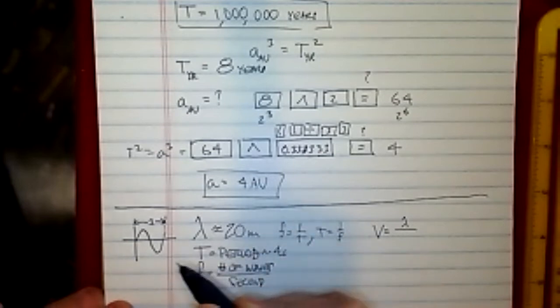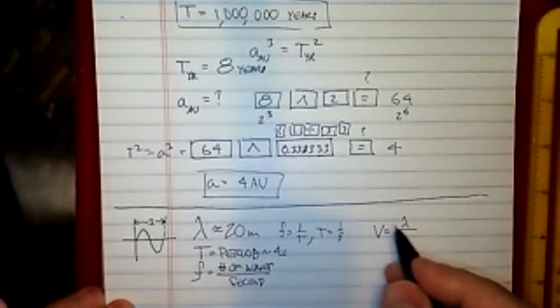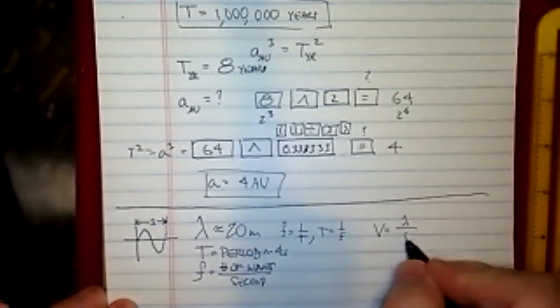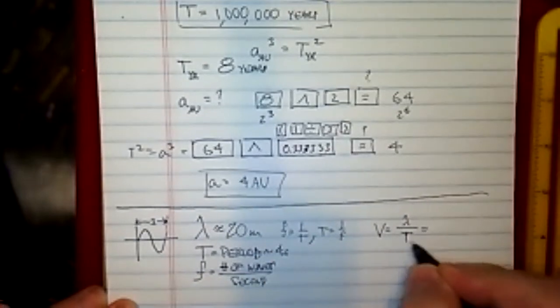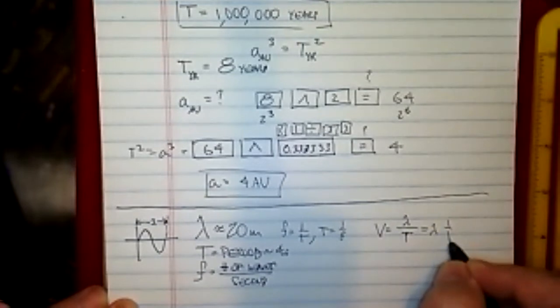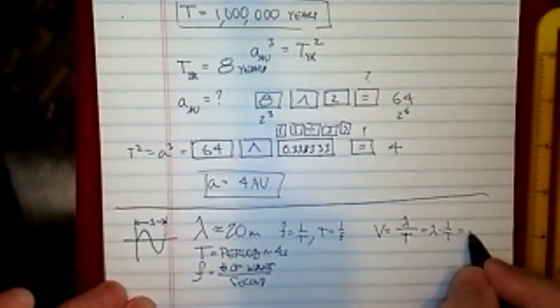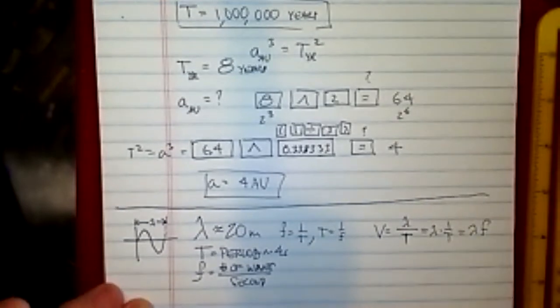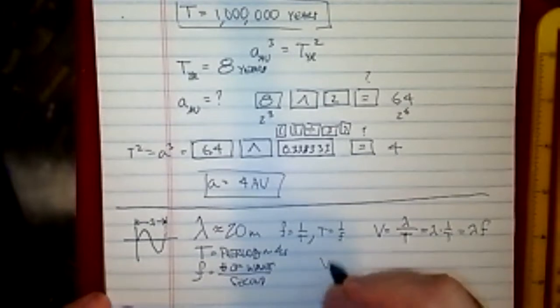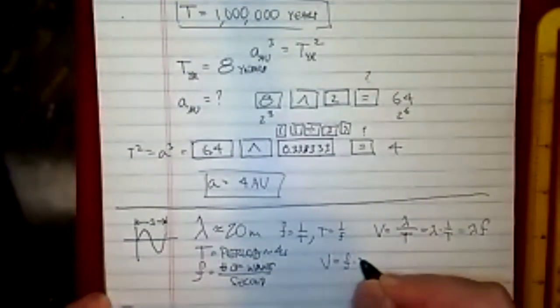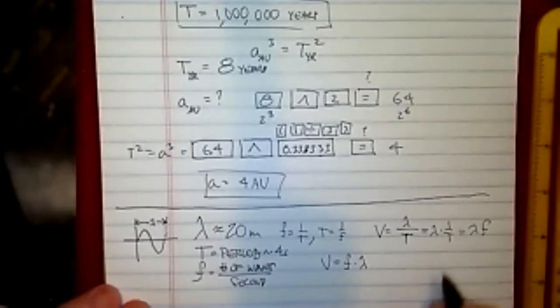Miles is a unit of distance, per means divide, and hour is a unit of time. Well, I know that it travels a distance of one wavelength in one period. That's the same thing as the wavelength times 1 over the period. Well, 1 over the period is equal to the frequency, so I'll say that's the wavelength times the frequency. That's our wave equation. So velocity equals frequency times wavelength is another equation we use, and that requires some algebra.